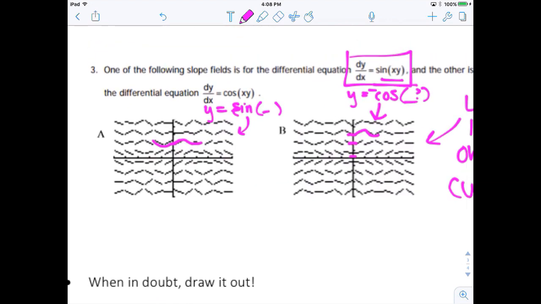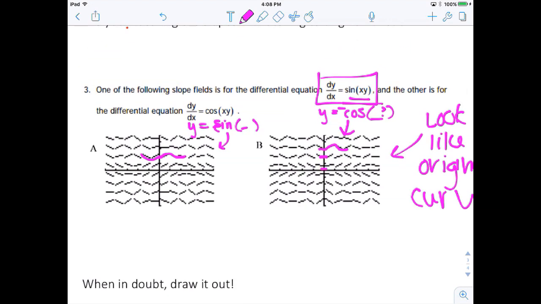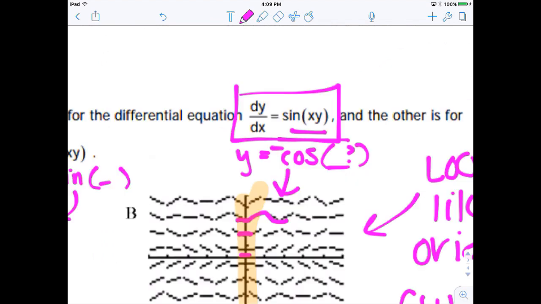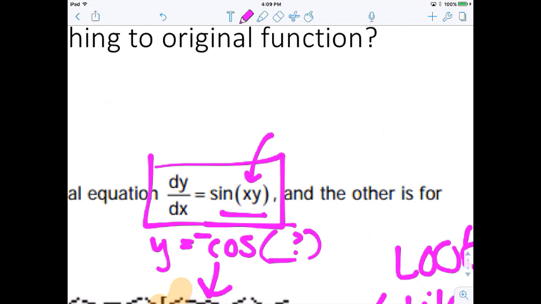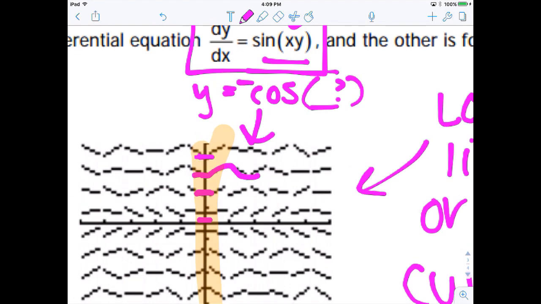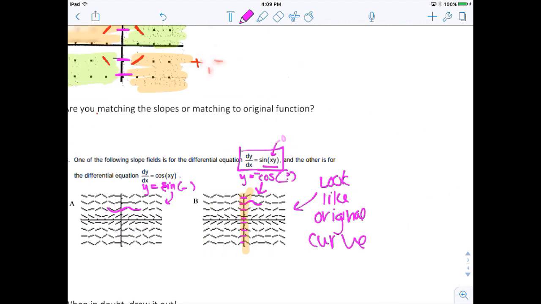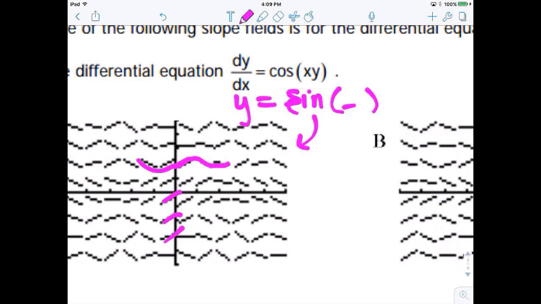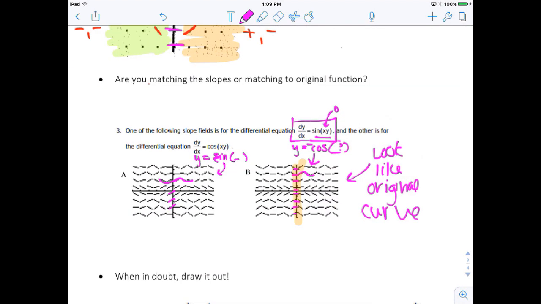Now, the other way you could figure that out is to plug in some points and see what happens. So let's say we plug in points anywhere along the y-axis. I'm looking at this line right here. Anywhere along the y-axis, this input will be 0, because your x value is 0. And sine of 0 is 0. So when you look at this, your slopes anywhere along this should be 0. And so it should make sense that that's true, versus that does not happen on this one where your slopes are positive.